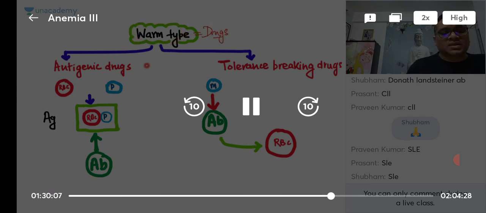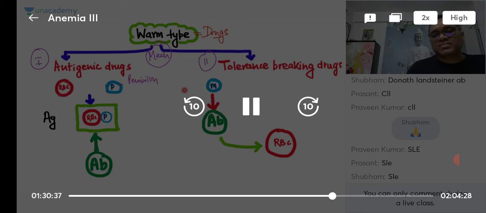And these are the two important mechanisms. Number one is by antigenic drug. Number two is by the tolerance breaking drug. Antigenic drugs and tolerance breaking drugs. Antigenic drug. What is antigenic drug? That was the question in the exam. Penicillin is antigenic. Can you see P? P stands for penicillin.